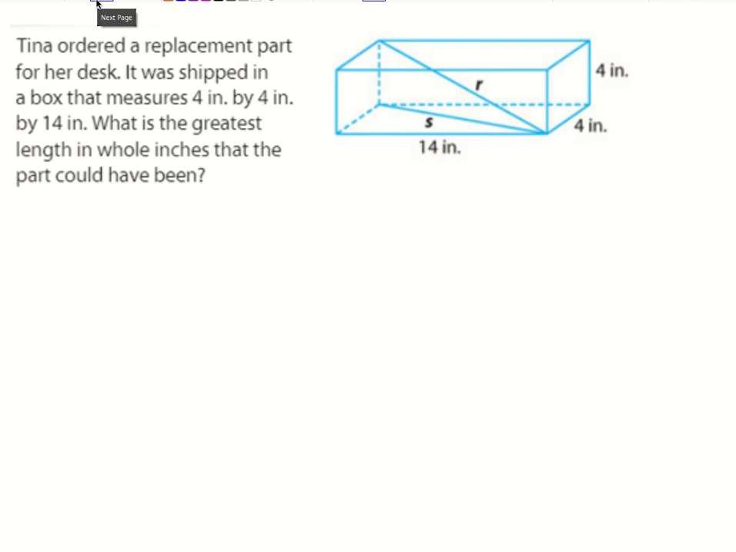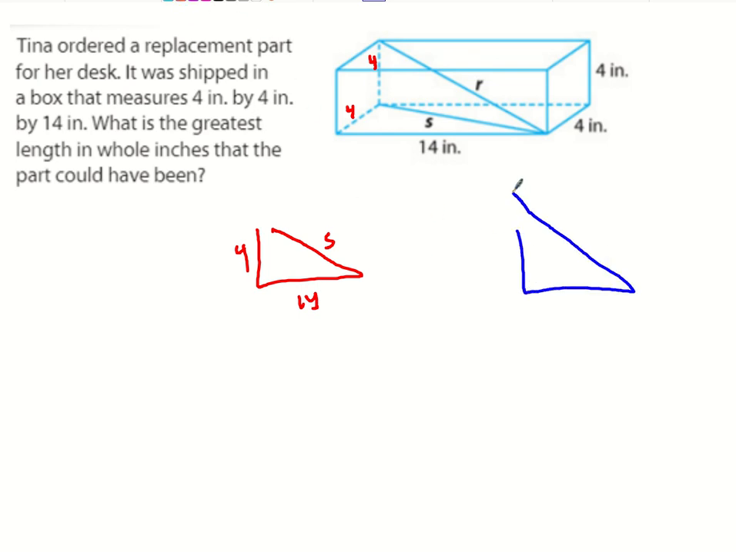Okay, so here's another one, similar. Tina ordered a replacement part for her desk. Here again, I know that this length right here is 4. I know that this length on the side is 4. So go ahead and solve for your first triangle, where we know this is s, 4 and 14. And then our second triangle is going to be, whoops, this is s, this is r, and this is 4. So again, pause it, try it, and let's at least solve for s on this first one right now. So go.